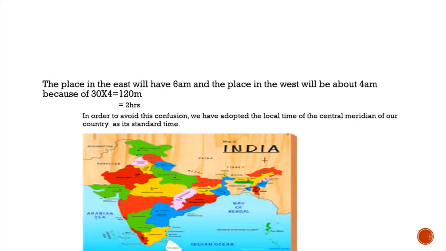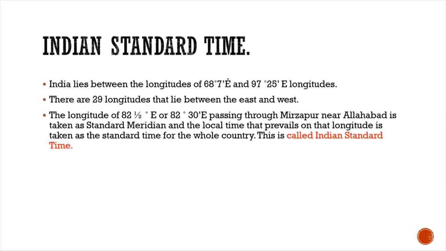For example, the place in the east will have 6 a.m. and the place in the west will be about 4 a.m. because, as we discussed, we have 30 longitudes in our country. So 30 into 4 minutes, it will be 120 minutes. When we convert 120 minutes into hours, it becomes 2 hours. In order to avoid this confusion, we have adopted the local time of the central meridian of our country, and that is nothing but the Indian Standard Time.